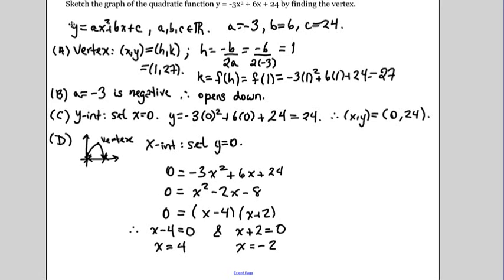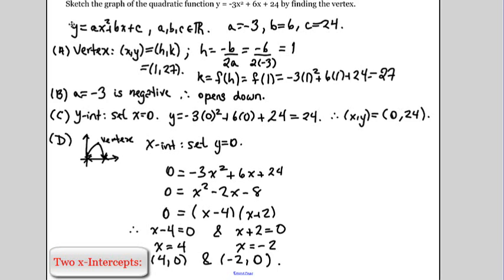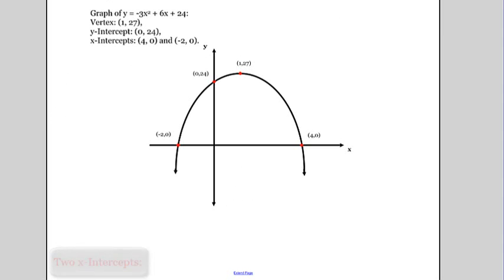That means we have 2 x-intercepts. So this gives us 2 points. The first is 4, 0, and the second is -2, 0, which both lie on the x-axis. Now we can sketch the graph. A complete graph includes labeling the x and y axes. Then we label the vertex and any intercepts. This completes the exercise.